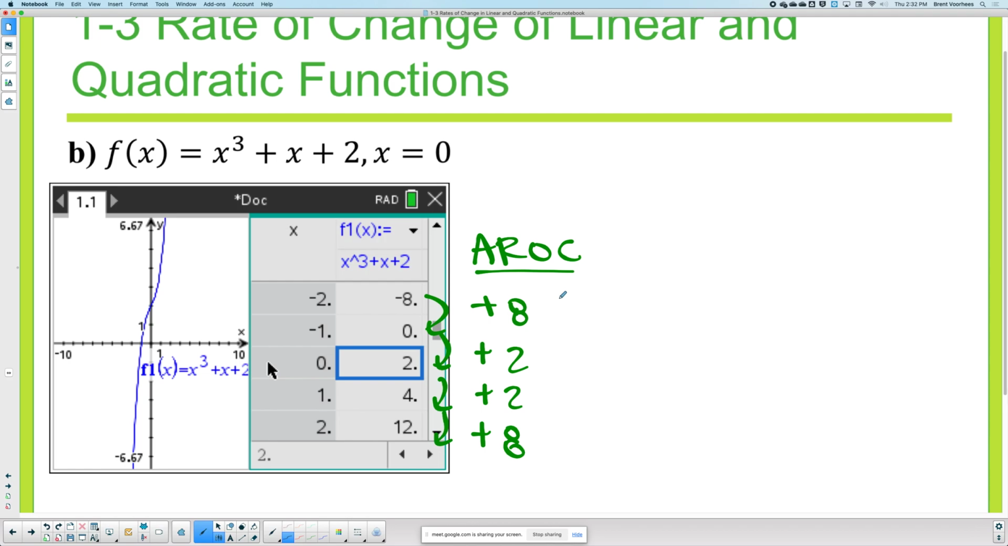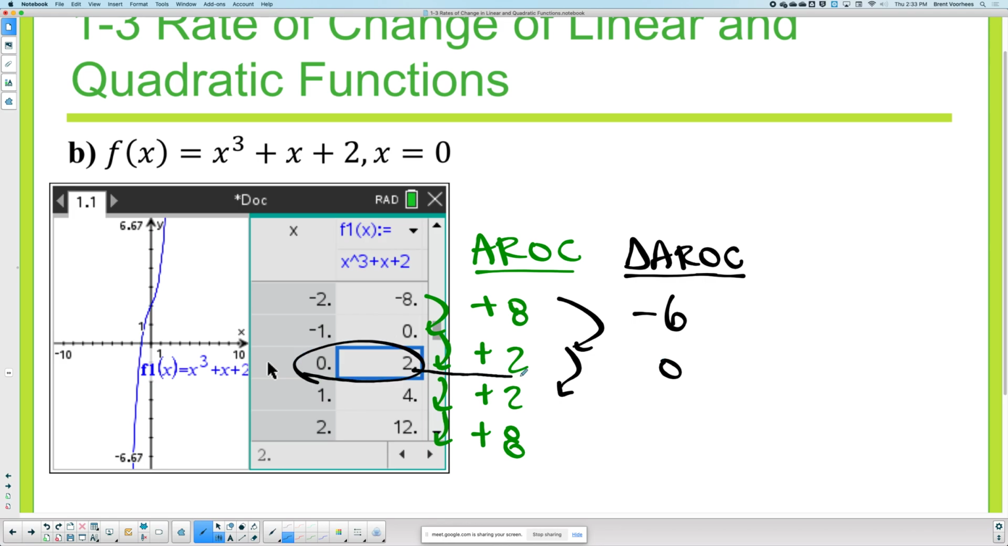Okay. Now let's look at the change in the average rate of change. From positive 8 to positive 2, -6. From positive 2 to positive 2, 0. What's it mean if it's 0? Inflection point. So again, this point right here, that's going to be the inflection point. That's our inflection point. Good. What about from 2 to 8?